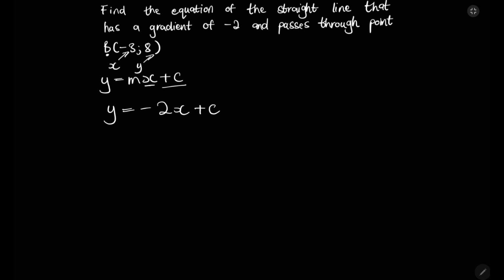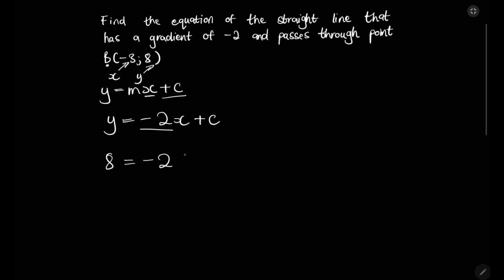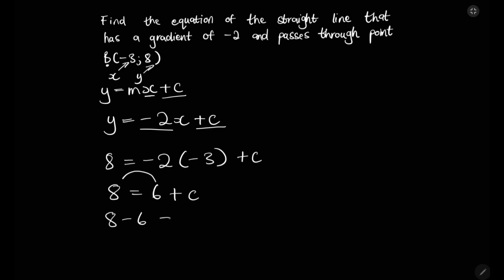Okay, now let's substitute those coordinates into the equation. What is your y value? You have 8. So we replace this y with 8 is equal to -2 times x. What is your x value? -3. So this has to be in a bracket. (-3), we have plus c. Okay, now let's solve for c. We have 8 is equal to -2 times -3. It's 6 plus c. Now let's take this 6 to the left-hand side. We have 8 minus 6 is equal to c. Therefore, c is equal to 2.